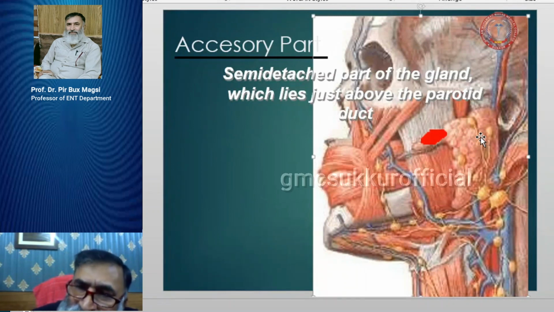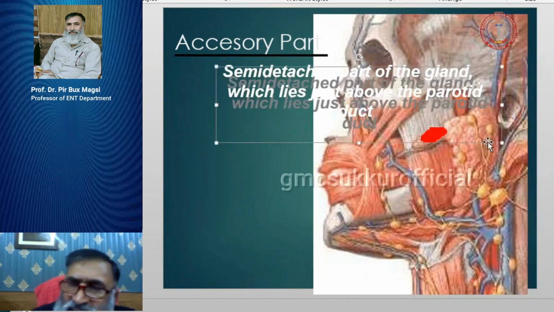But sometimes there are secondaries. Secondaries sometimes come even from the testes. Secondaries come from the chest region through the lymphatic channels. Secondaries from carcinomas of the ear, the neck, the oral cavity, and the nasopharynx. So secondaries are usually due to the lymphatic channels, because the parotid gland has lymph nodes.